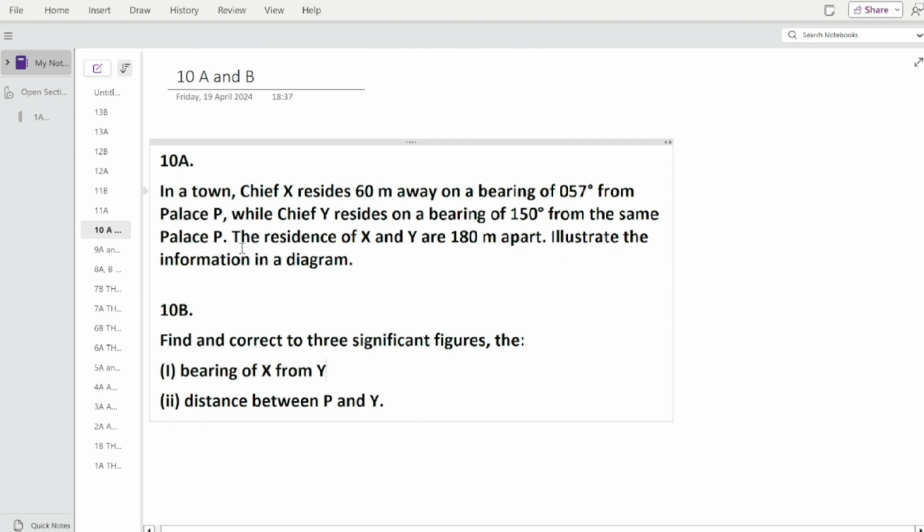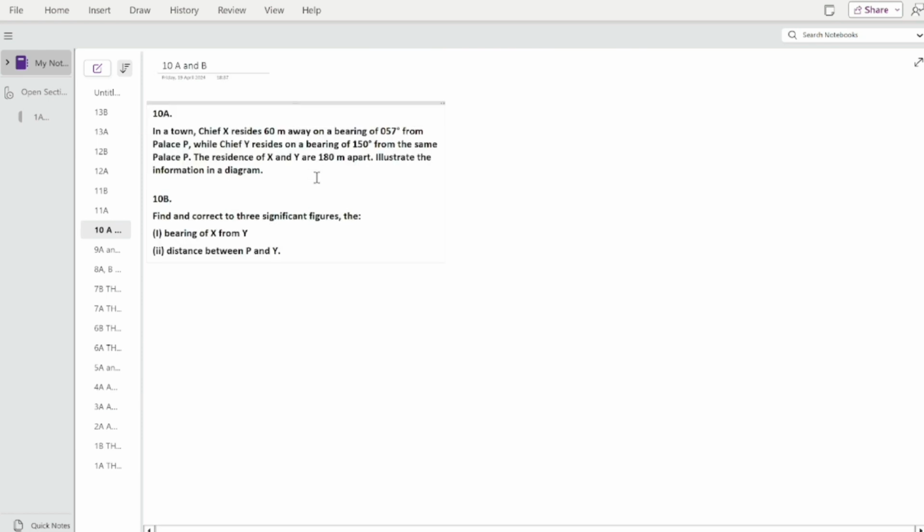That's for question A. We have to illustrate this in the diagram, and like we know, this is a bearing question, and for us to solve the question we need to take our time and understand it. We can do a rough work before we do the main work. Let's now illustrate the diagram.